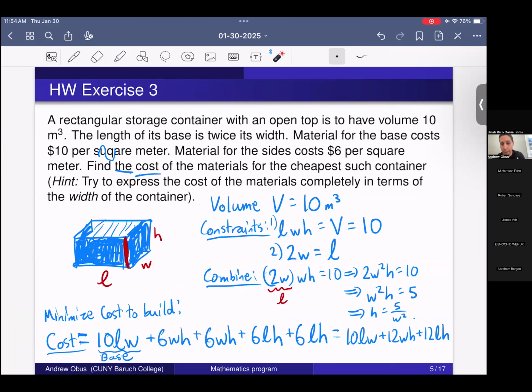Okay. Yes. The minimum cost could also be considered the best price. Yeah. Best price, cheapest cost, minimum cost. It all means the same thing, right? The point is you want a container that's going to hold 10 cubic meters and you want to build it as cheaply as possible. And so in this case, this is going to be the way to do that.